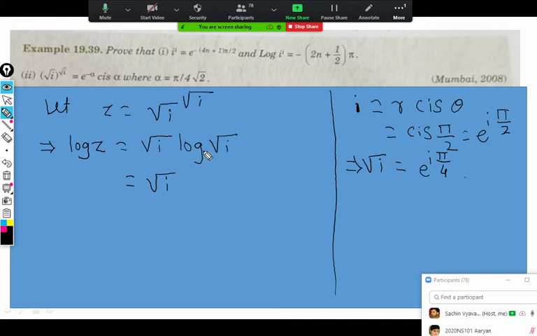So we say it is the log of root I. Log of this root I is log of e raised to I pi by 4. So this value we can directly replace as I pi by 4 only.